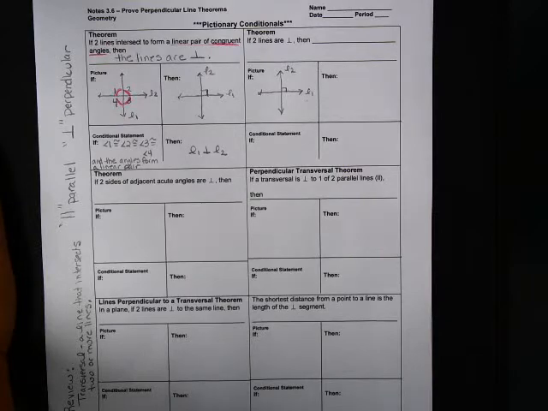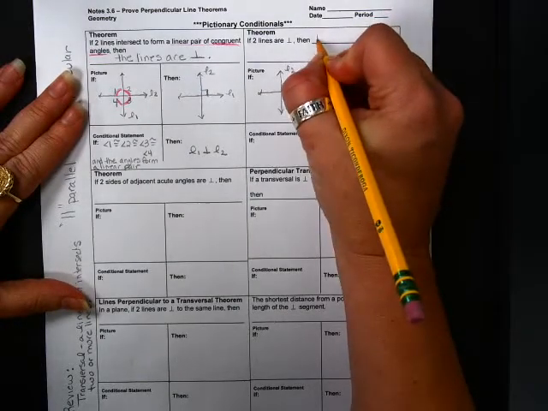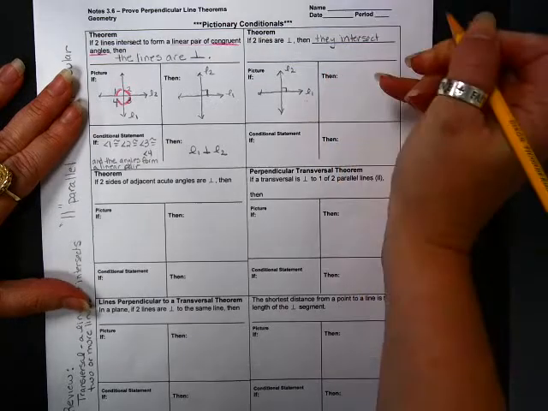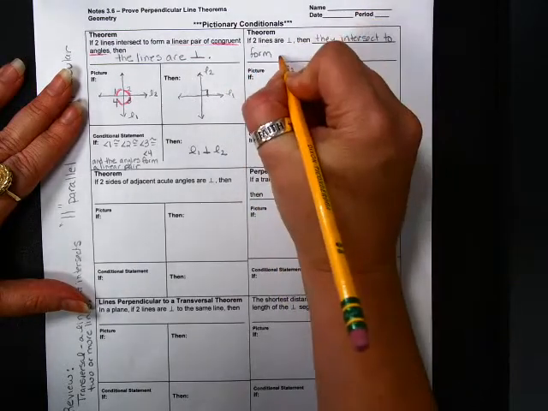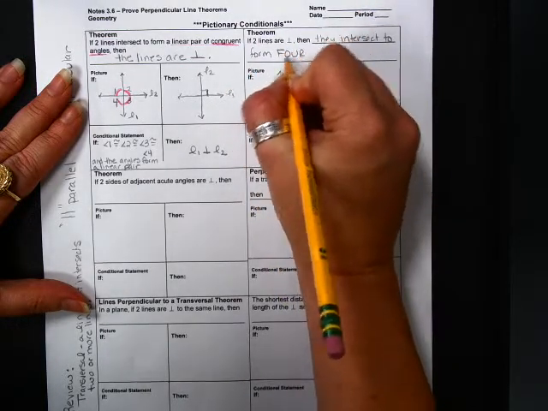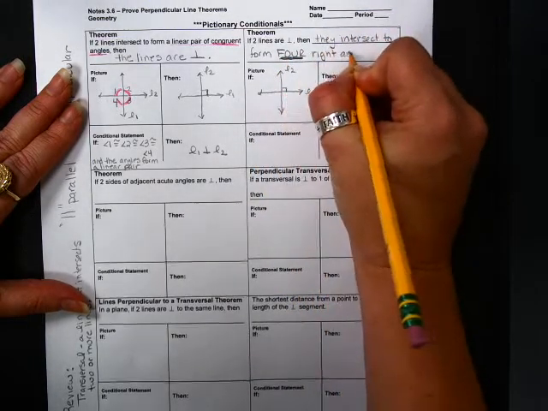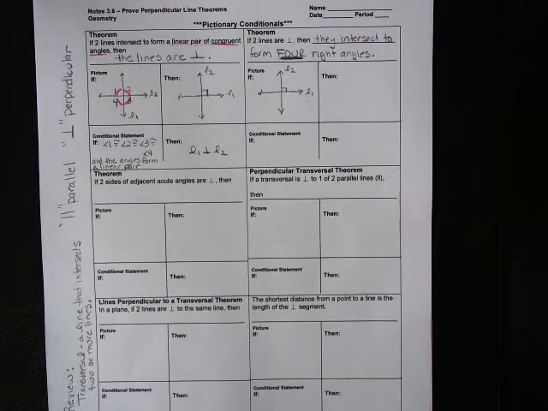So if I have that, then what? Okay. Then they intersect to form four right angles. Now folks, this is a theorem. If two lines are perpendicular, then they intersect to form four right angles. That sounds very familiar to something else that you've been dealing with so far. Anybody have a clue what that is?